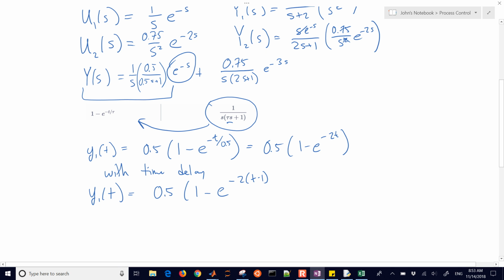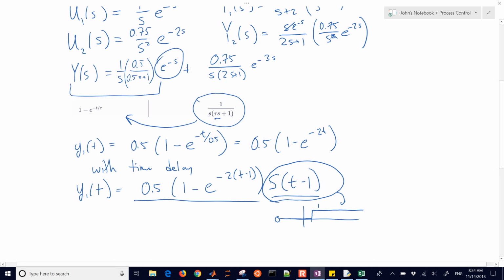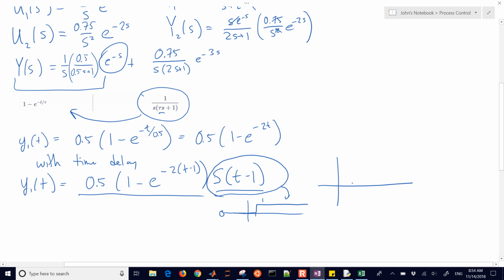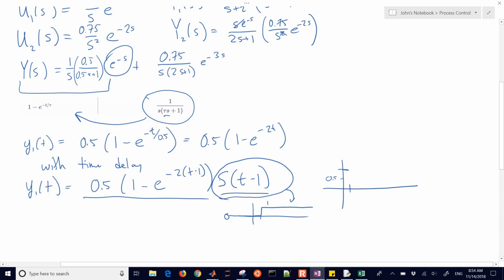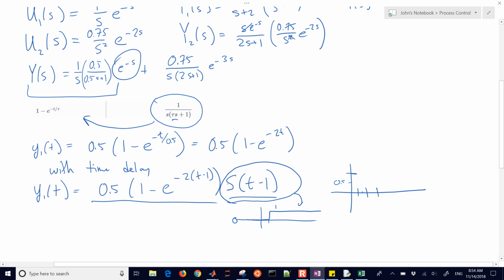So I'm going to replace any times with t minus the time delay. And then I have the step of t minus 1. And so that just means this is going to start at time 1, go from 0 to 1. That's this function right here. And then this function right here, graphically, that's going to look something like, let's see, t minus 1, that's going to start right here and go up to a value of 0.5, and it's going to get there in a time constant of 0.5. So we'll have 1, 2, 3, and so 0.5, it's going to be 63% of the way there. So it's going to look something like that.